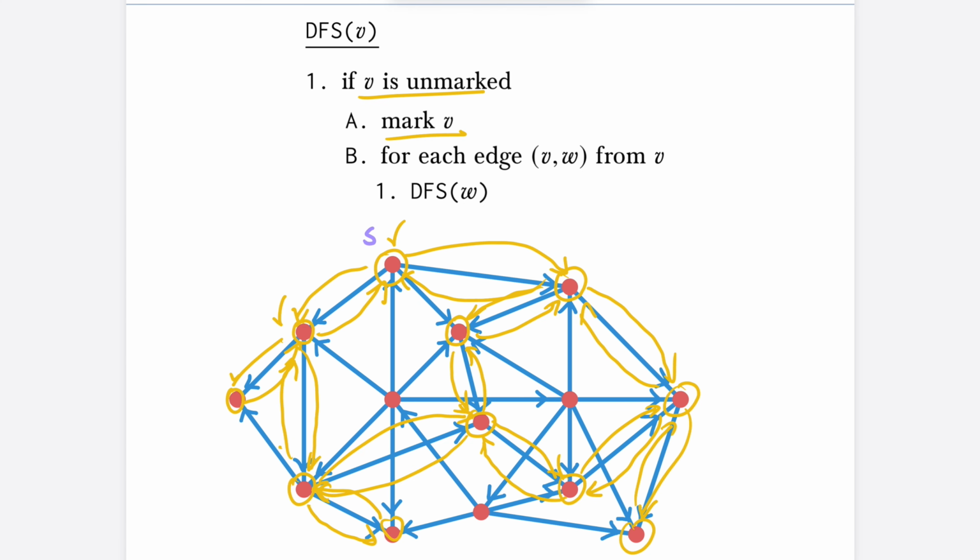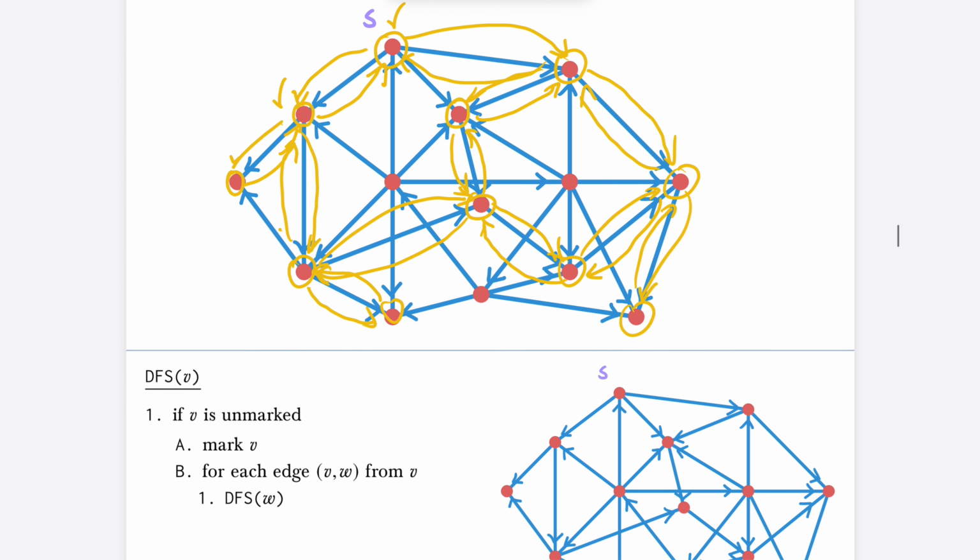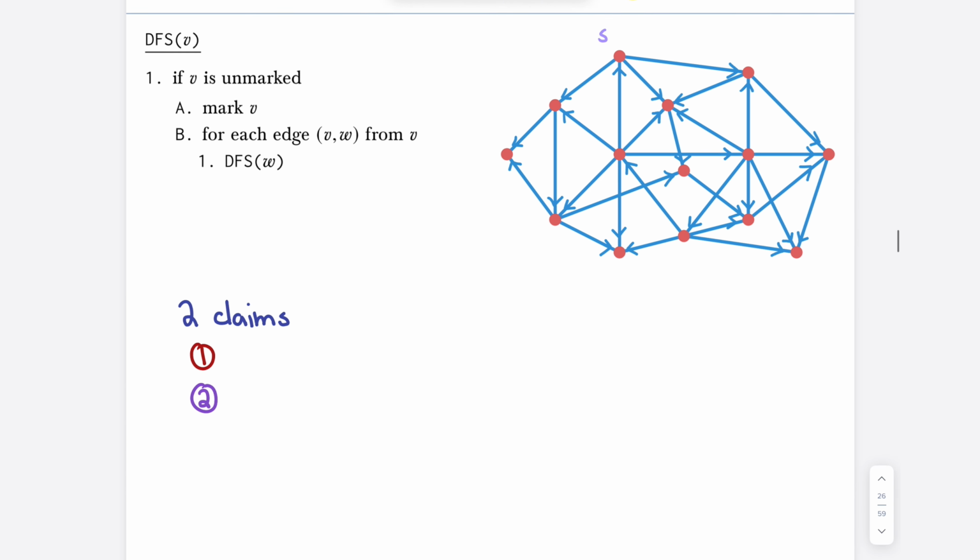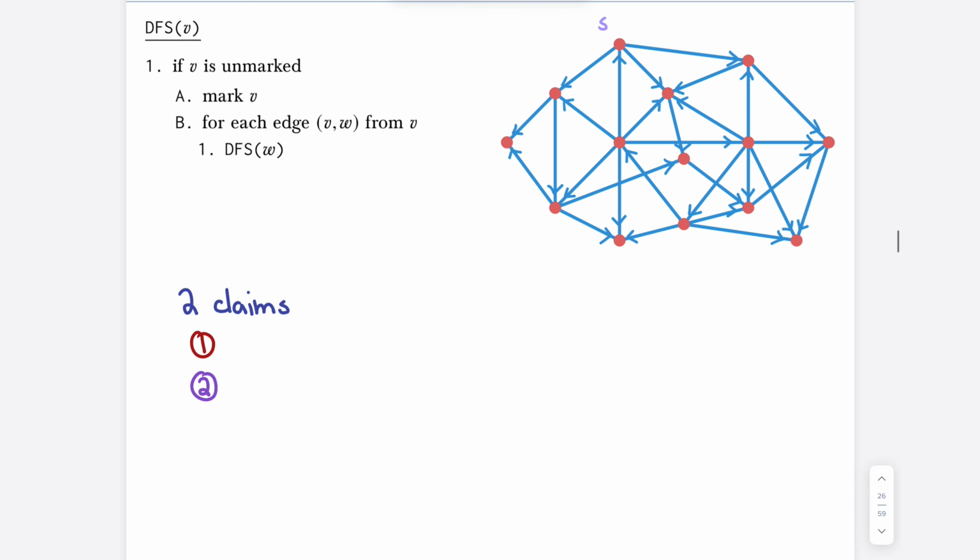So you just go in, you mark, you back out. I think it's very intuitive. I'm guessing you've seen it all before. Okay, good. So what I want to focus on is just proving a couple of basic but somewhat rigorous claims about depth first search, particularly because we're going to use it as a subroutine afterwards.